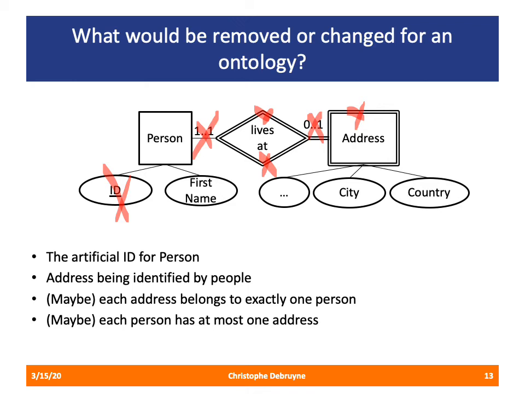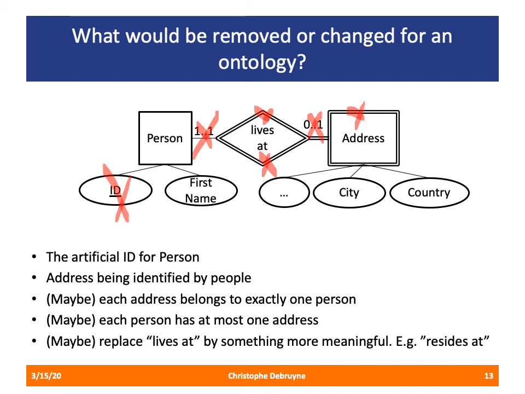Now, what can we change? Well, it can be that due to legacy, we've called the relationship between people and addresses lives at. But it might be replaced by something more meaningful in the ontology, by, for instance, resides at, because being a resident, that relationship has a legal bearing. So we would change this into resides at.